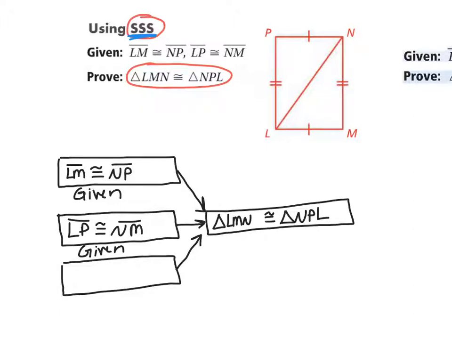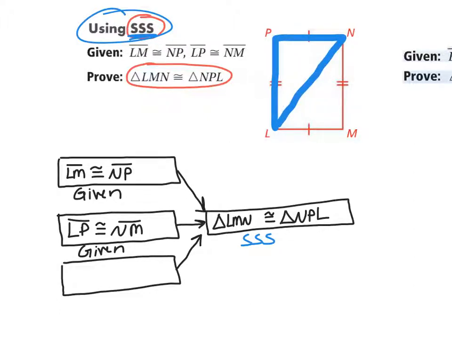Okay, so we need to fill in the blanks here. We have a statement and a reason that we need, and then we also need the reason for why the triangles are congruent. I bet you can guess what it's going to be, though. They did tell us to use side, side, side. So let's see what other side we need. So looking at one of our triangles, let's just look at this one up here.